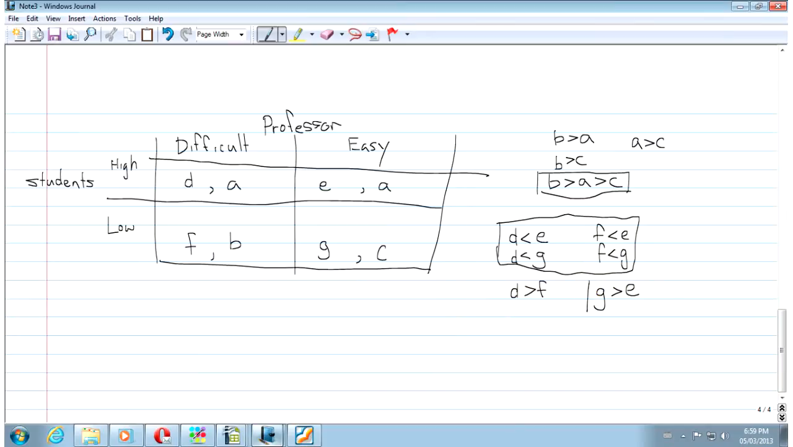And I have here that because they prefer being unprepared for an easy test, G must be greater than E. So the first two in my sequence must be G is better than E. Now I have to have some ranking between D and F, and because they prefer to be prepared for a difficult test, D must be greater than F, and E must be greater than D. So I've come up with a ranking for the other payoffs.